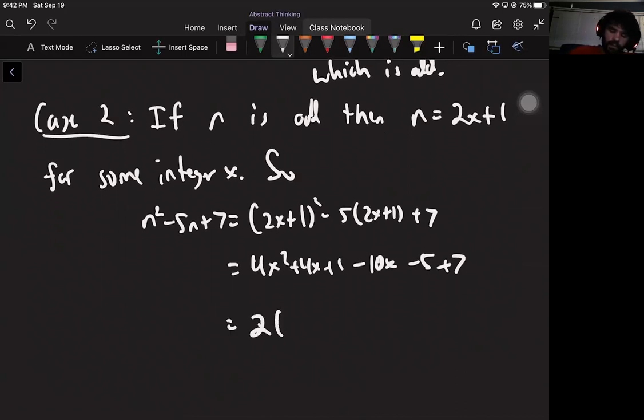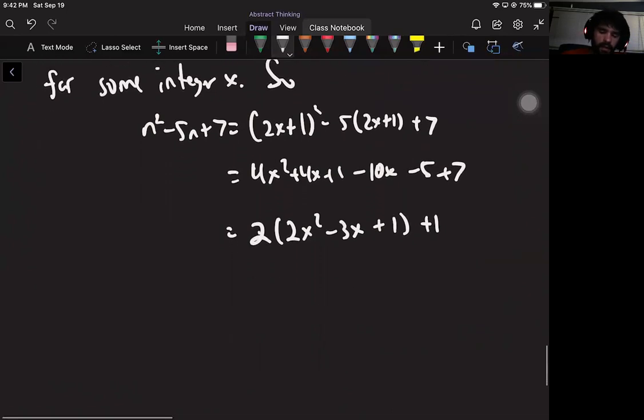I should be able to take a 2 out of everything. That's going to be negative 6x, so I'll take out the 2 and get negative 3x. 8 minus 5 is 3, which I can write as 2 plus 1. I'm skipping a lot of steps there, so verify that. And then this is 2 times a number plus 1, so it's odd, where the number is an integer that you're multiplying by 2.